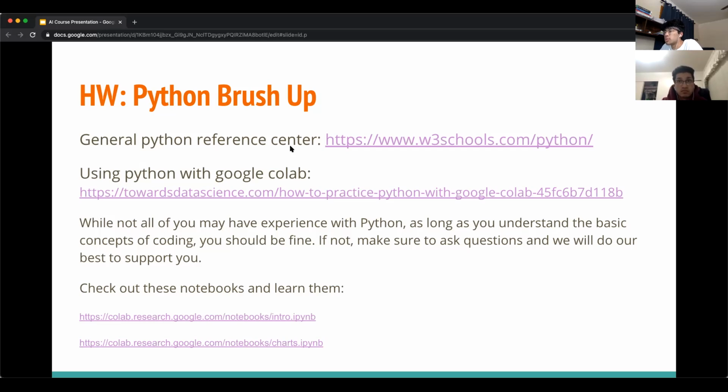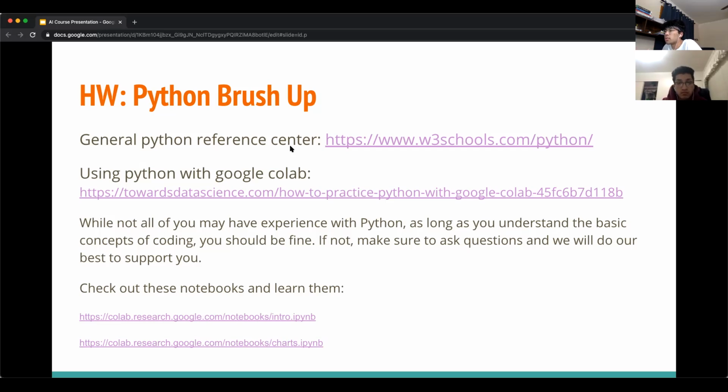You don't have to have full experience with Python, but as long as you understand the basics of coding, specifically loops, variables, all those things, you'll be fine. Just make sure you review some of the basic syntax. Python is actually a pretty easy language to learn because the syntax is really simple. You don't have to learn a lot of things that you have to learn in languages such as Java. So you should be fine.